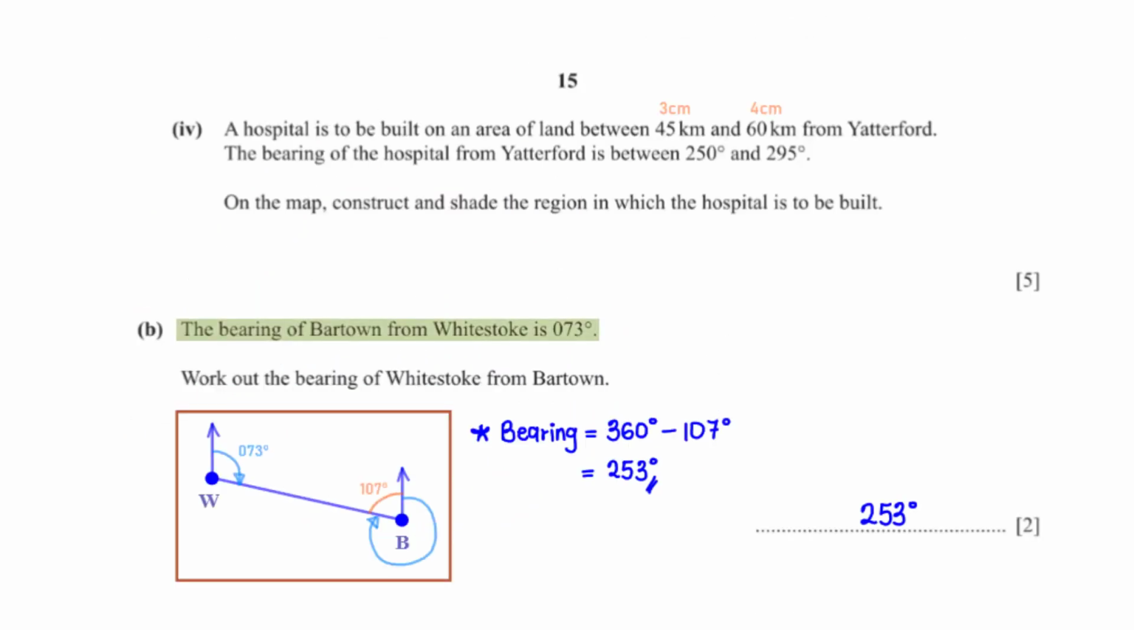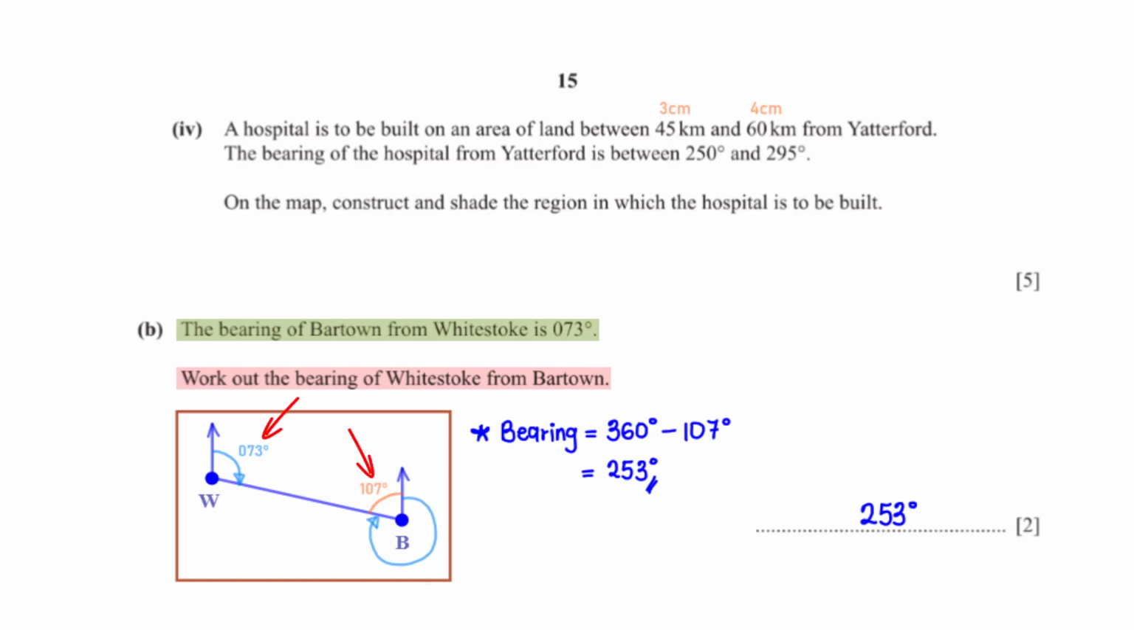The bearing of Bartown from Whitestoke is 73 degrees. Work out the bearing of Whitestoke from Bartown. In the illustration, we have indicated the bearing of Bartown from Whitestoke, which has been given as 73 degrees. We've also indicated the bearing of Whitestoke from Bartown, which is what we are finding.